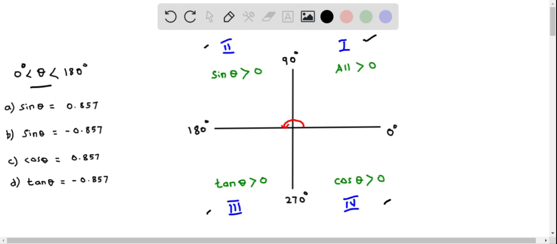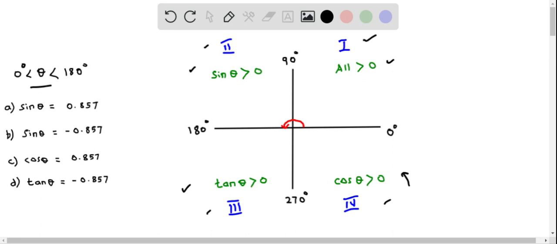In the first quadrant, all trigonometric ratios are positive. In the second quadrant, the sine trigonometric ratio as well as its reciprocal, cosecant theta, is also positive. In the third quadrant, tan theta is positive, as well as cotangent. And finally, in the fourth quadrant, cos theta and its reciprocal ratio, secant theta, are positive.